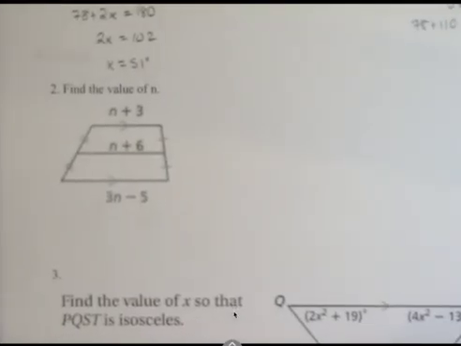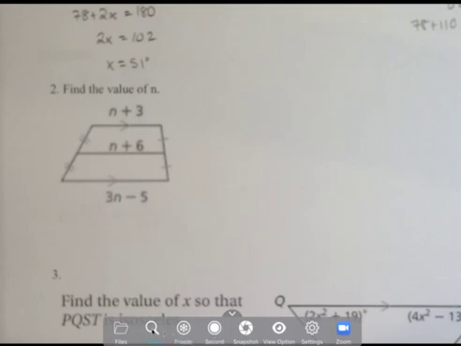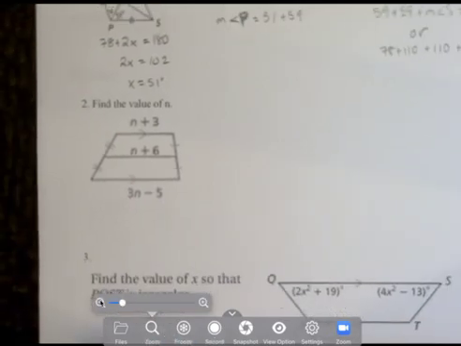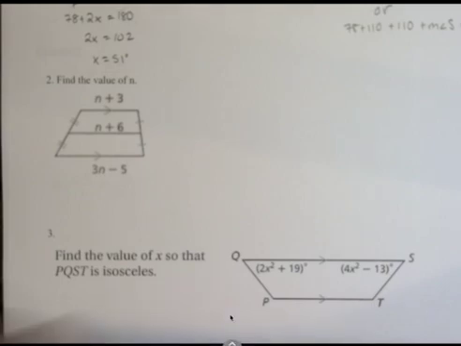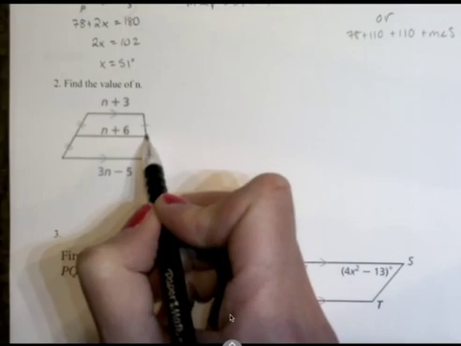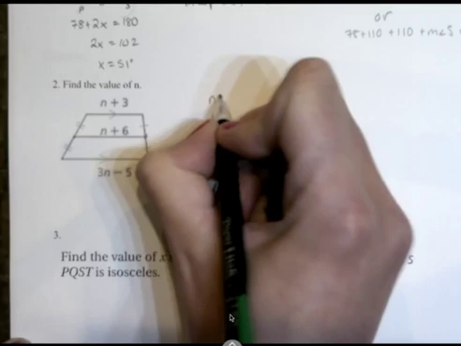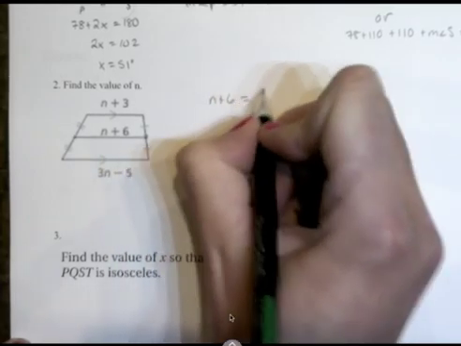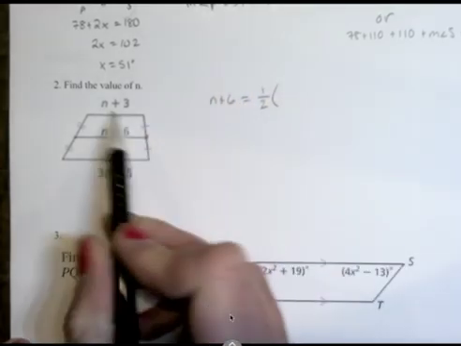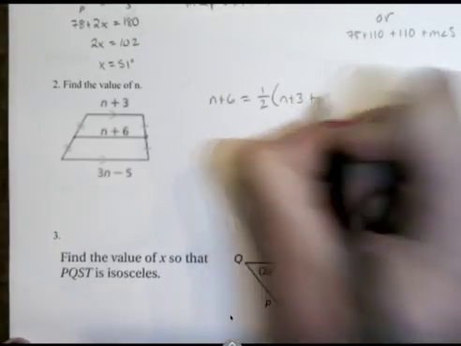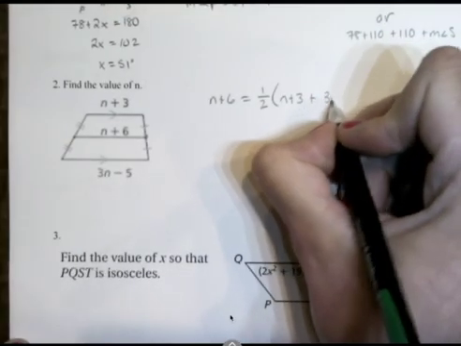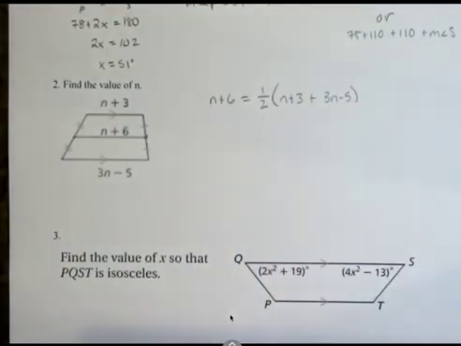Okay, next we have a trapezoid here. And maybe zoom back out just a little. All right, so we have a trapezoid that has a mid-segment drawn in, and we know it's a mid-segment because of those congruent markings on either side. So remember, the mid-segment, which is n plus 6, is equal to half the two bases added together. So my two bases are n plus 3 and 3n minus 5.